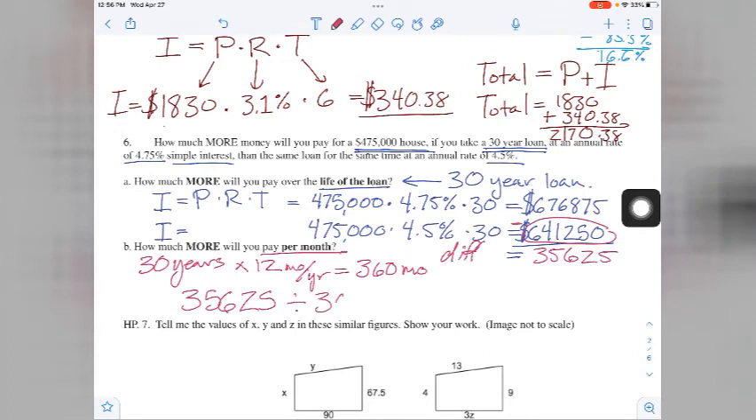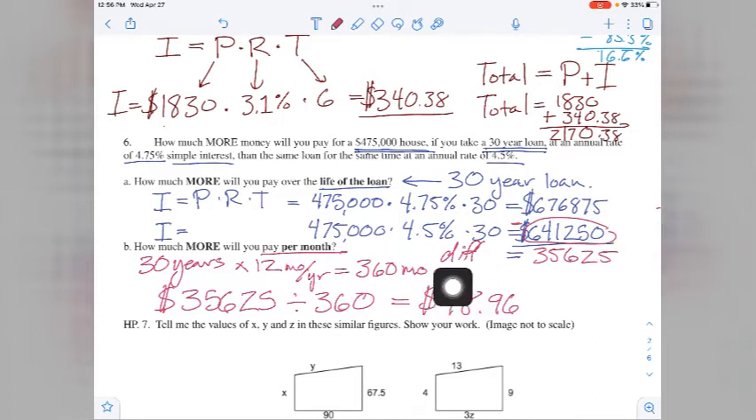So all I really have to do here is 35,625 divided by 360. And it is equal to $98 and 95.83 repeating cents. So I'm going to round that up to 96 cents. So every month for 360 months, you will pay about $100 more per month, just because of that 0.25%.